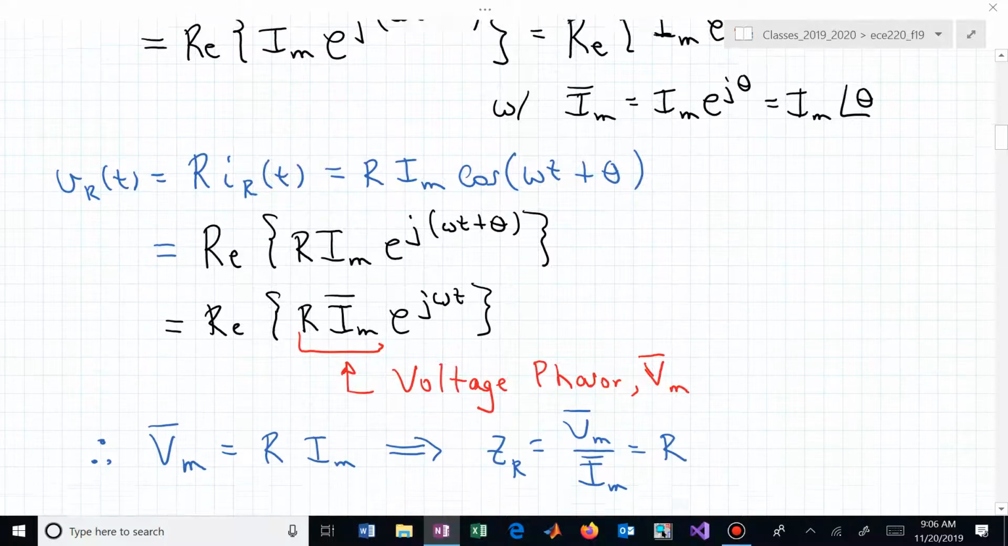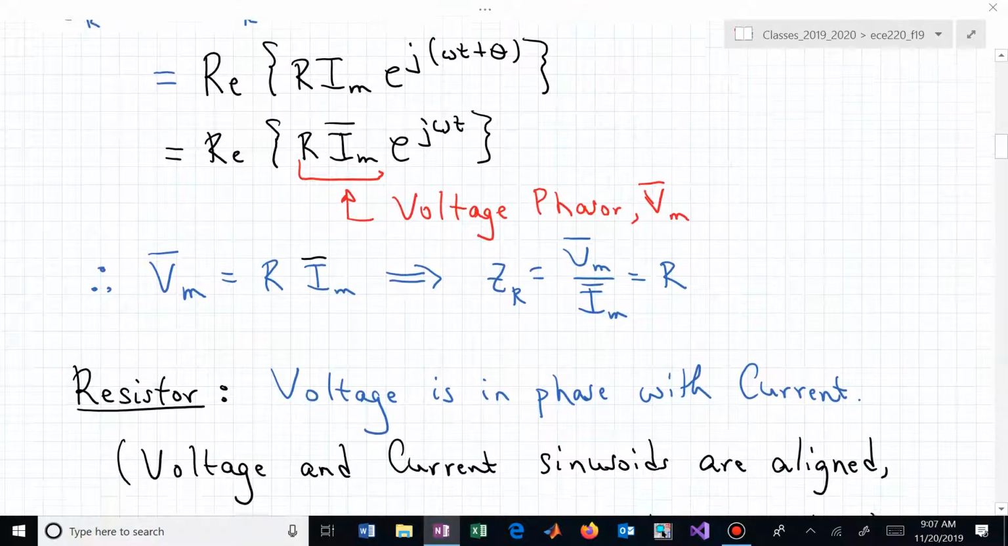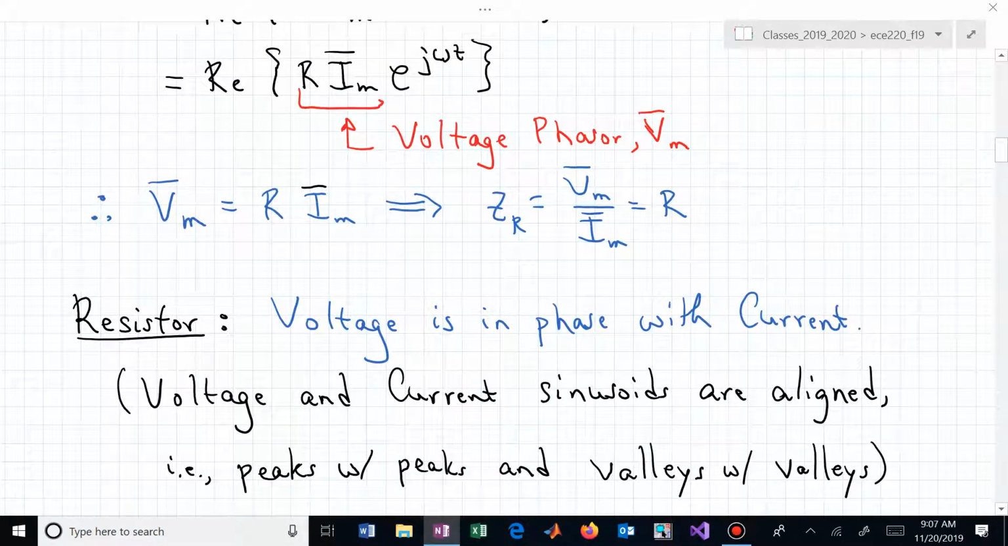That means if we wanted to talk about the voltage phasor, and here I better bar that, V sub m bar is equal to R I sub m bar. The impedance of our resistor is just the ratio of our voltage phasor and our current phasor, which is R. Another way of thinking of that is, if you're looking at a purely resistive circuit, then all of your voltages and currents would be aligned, with the peaks aligned with the peaks and the valleys with the valleys.